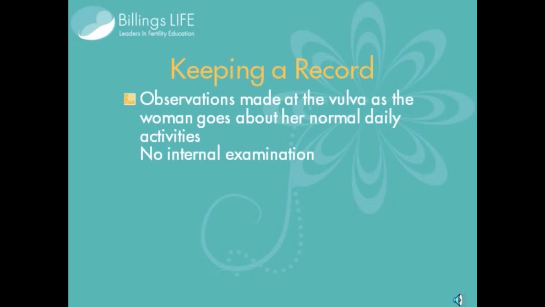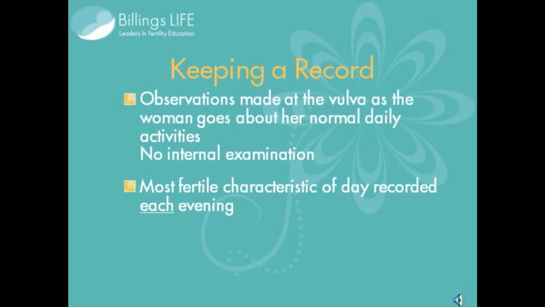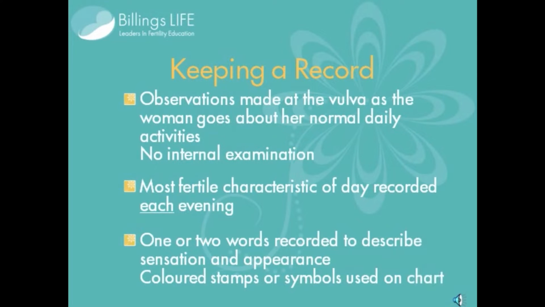The observations are recorded on the chart at the end of each day and reflect the most fertile characteristic experienced that day. She uses her own words to describe what she feels and any discharge seen. There are 2 systems of charting that can be applied: coloured stamps or a system of symbols. These are added to the chart to give a visual representation of the pattern observed.